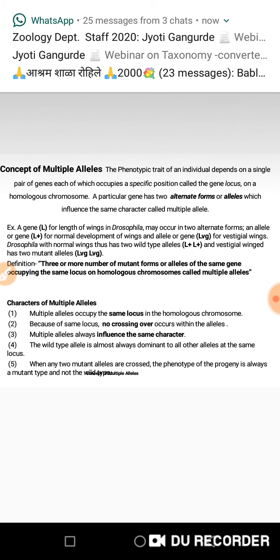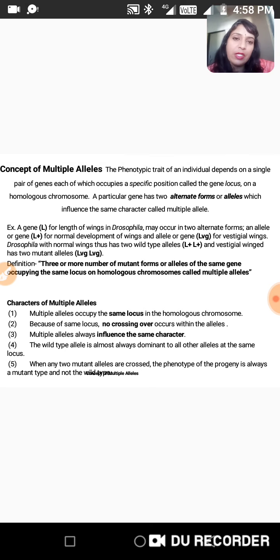Right? Now, after definition, concept, as well as example, let's see what are the characteristics of multiple alleles. Multiple alleles show some specific characteristics. These are: multiple alleles always share a common locus, the same locus, okay, as these are located on the homologous chromosome, as well as these are the multiple forms of the same gene.